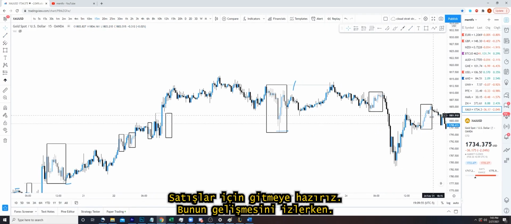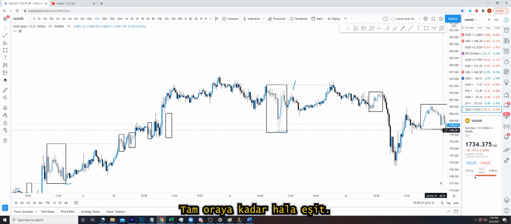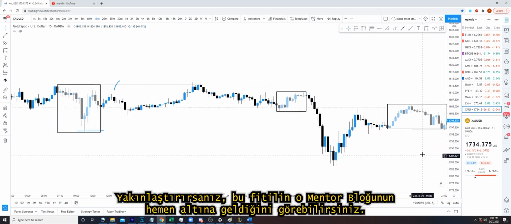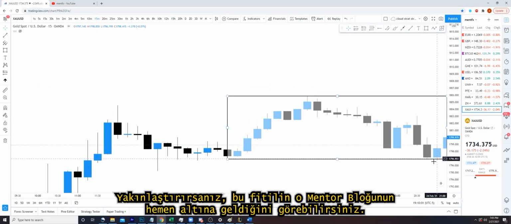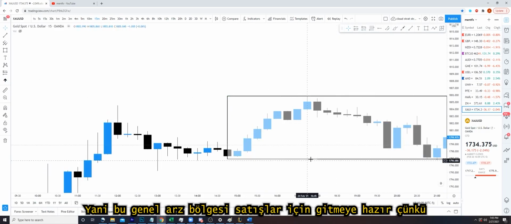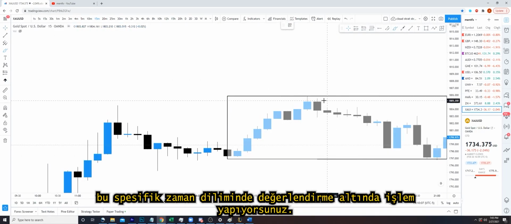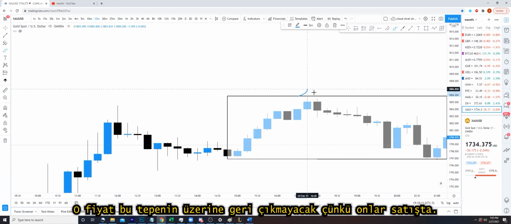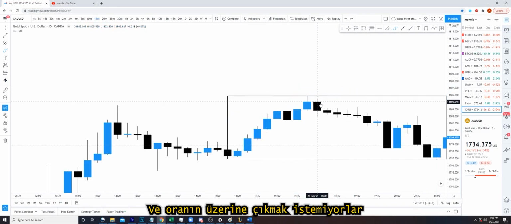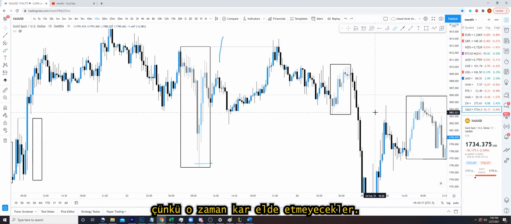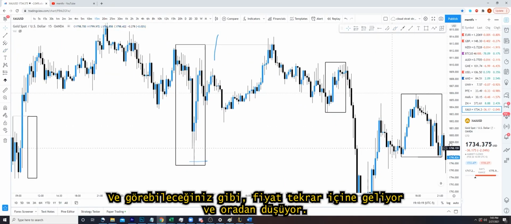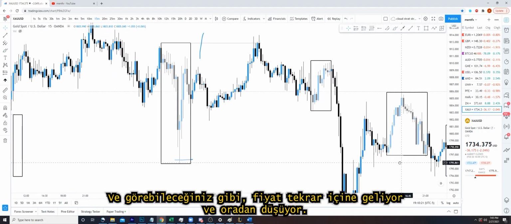As you watch this develop, none of this is good to go for sells. This is still equal until right there. If you zoom in, you can see that this wick came just below that MentorFX block. So this overall supply zone is good to go for sells because you are operating under the assessment on this specific time frame that price will not get back above this high because they are in sells, and this is the last place where they sold, and they don't want to get above there because they're not going to be making profit then. And as you can see, price comes back into it and drops off from there.